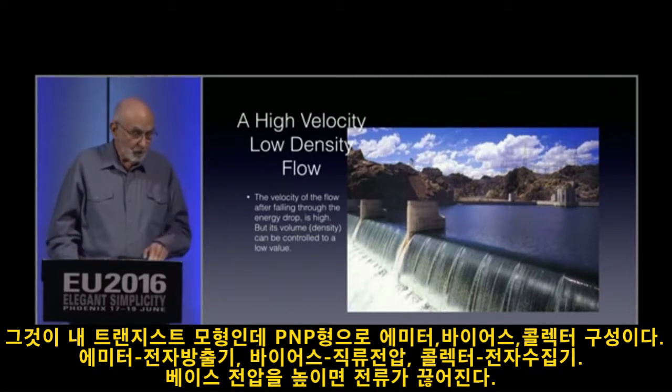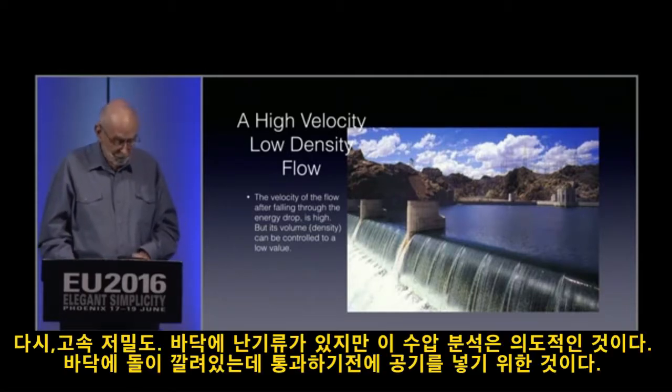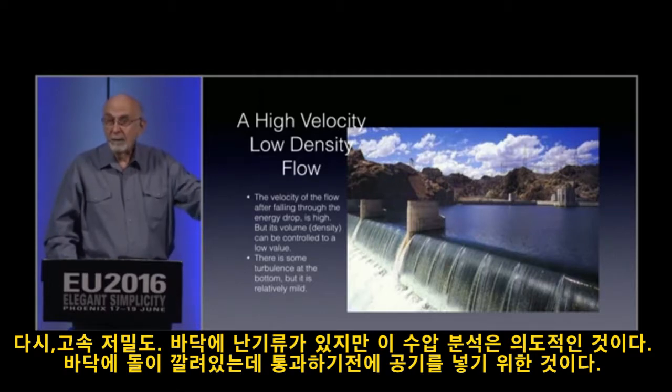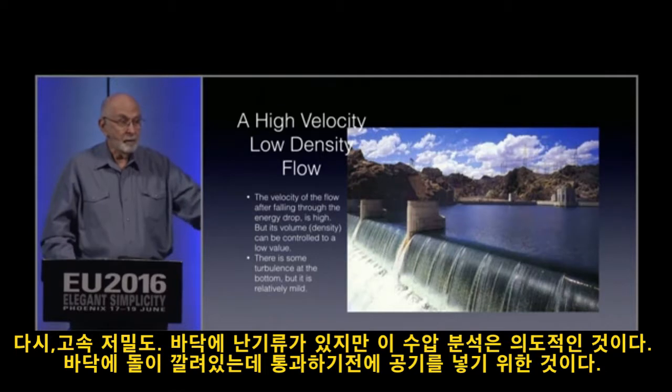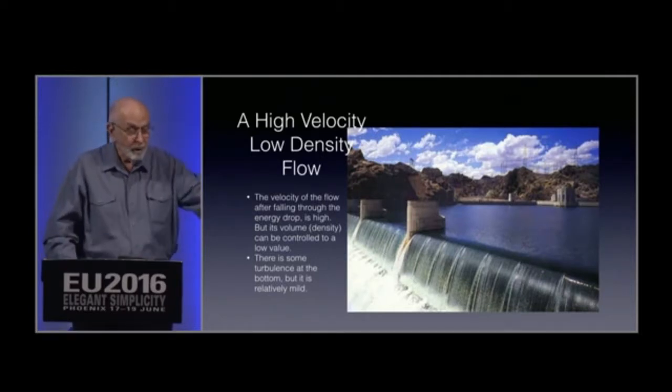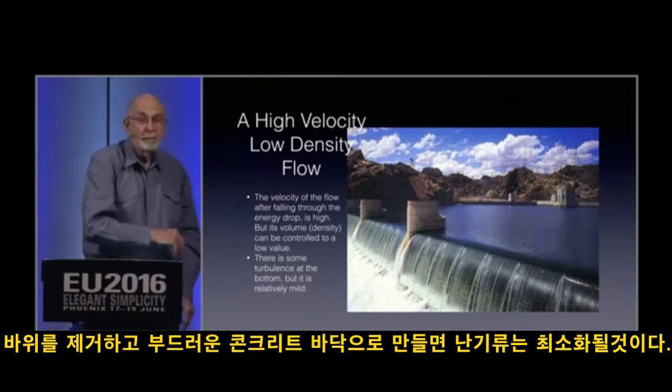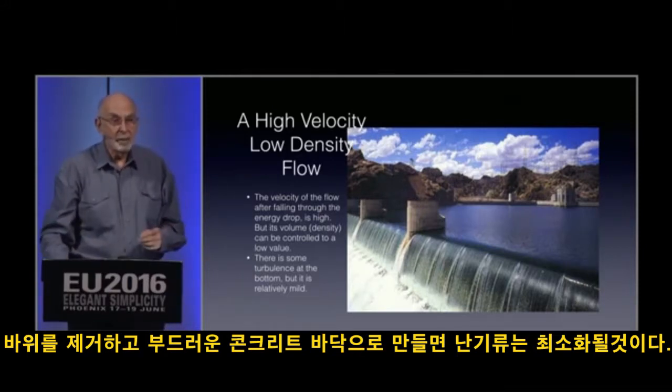So again, the velocity is high, but the density is low. There is some turbulence at the bottom, but it's intentional in this hydraulic analogy. You can see they put rocks along the bottom. They're trying to aerate the water before it gets past. If you take those rocks away and make that a nice, smooth concrete surface, there wouldn't be any, or they would minimize the turbulence anyway.